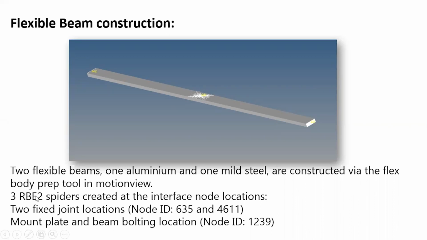Now, what do these RBE2 spiders do? They introduce infinite stiffness at these locations, and with the help of this infinite stiffness, we can emulate the conditions of a bolt or a fixed connection. That's why at the mount plate location and on these two ends, RBE2 spiders have been used. And these are the node IDs, basically the nodes in the finite element model, where the RBE2 spiders are created.